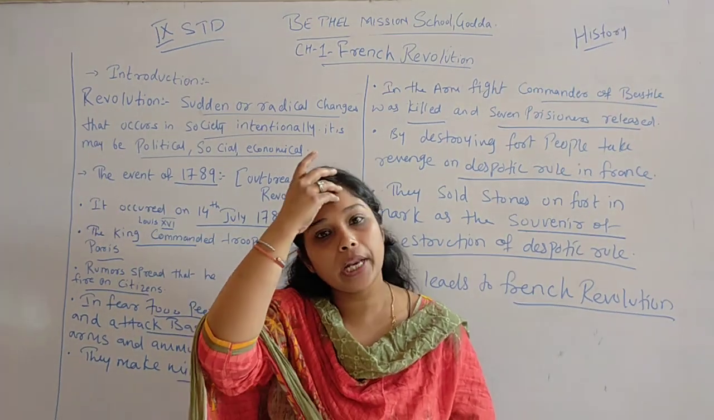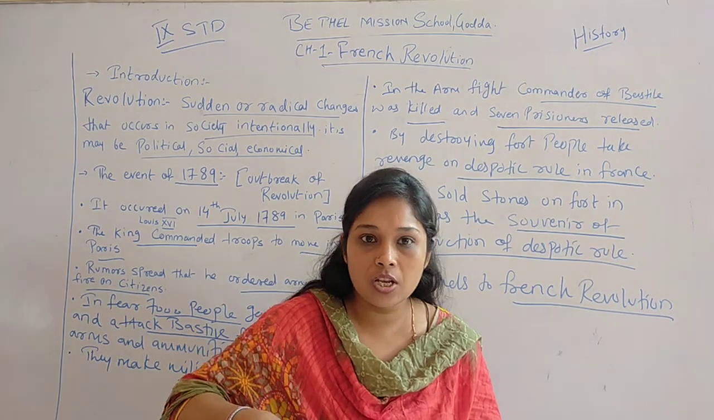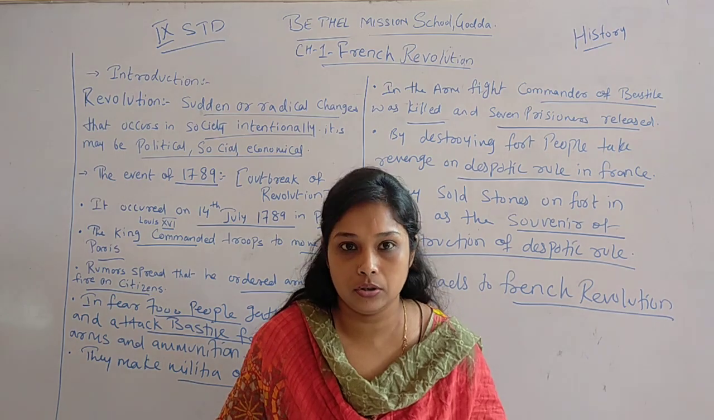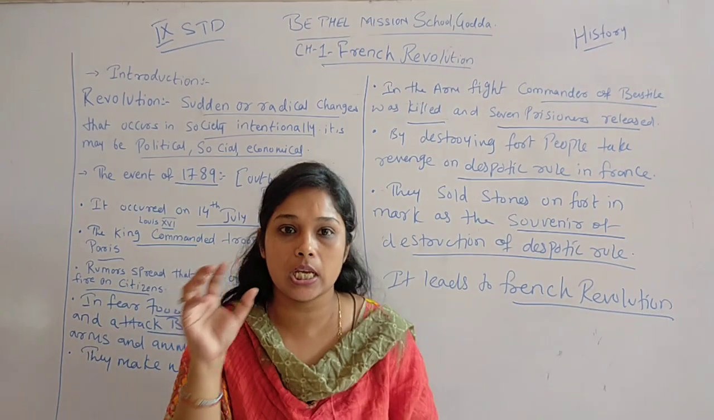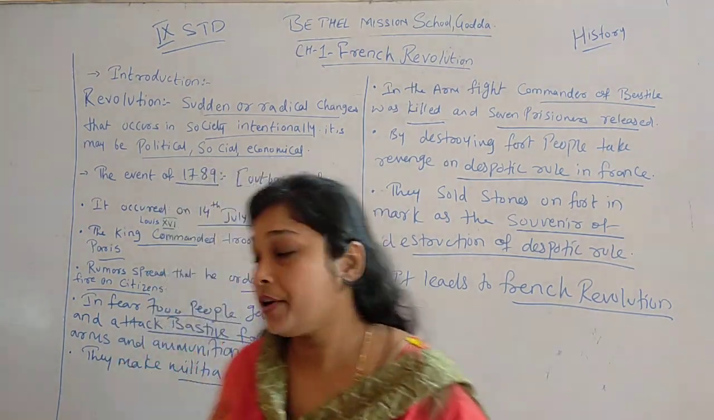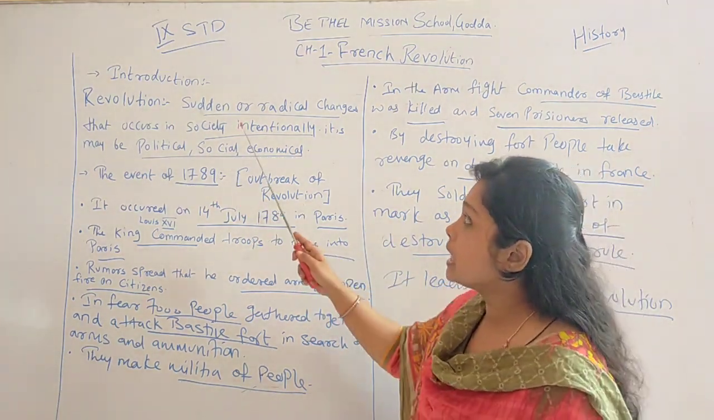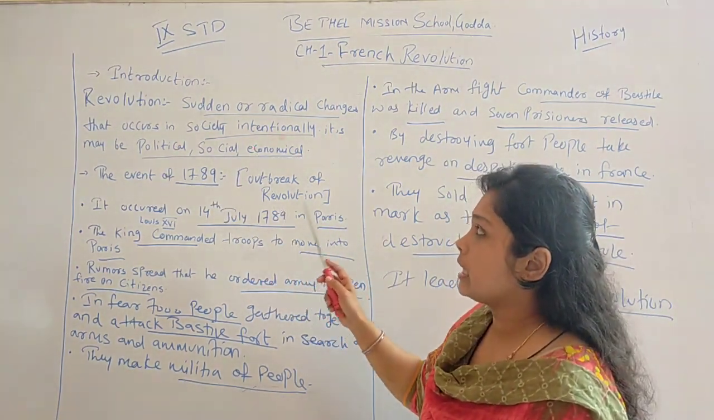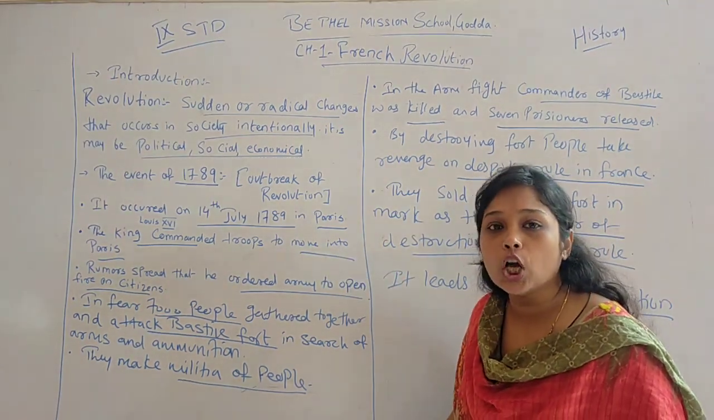Now, when we are talking about international events, the most important events, nationally or internationally, are commonly called revolution. Before starting with the French Revolution, first let us talk about what a revolution is, or what we mean by revolution. A revolution is a sudden or radical change that occurs in society intentionally. It may be political, social or economical.